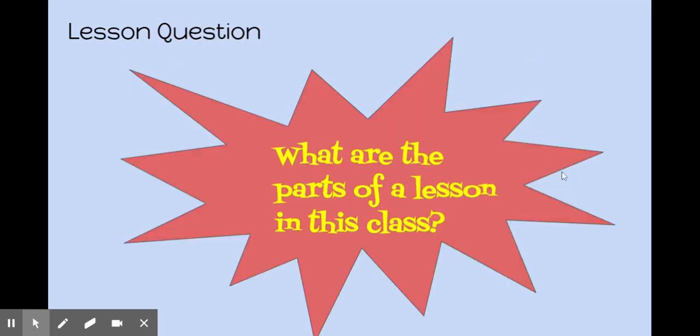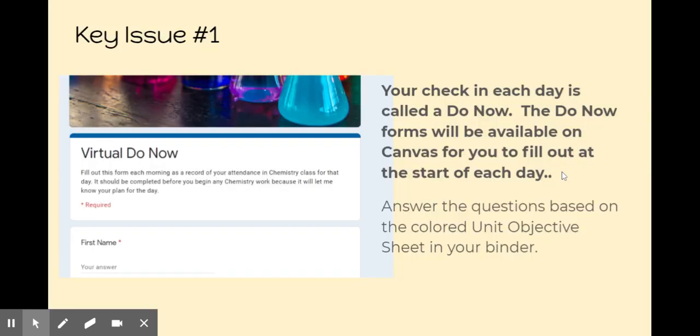So basically, the question for this lesson is, what are the parts of a lesson in chemistry class? Like, what are the 4 things that you're going to do through every lesson as we go through the semester? The first part is called a Do Now. It's basically a check-in. It will be used for your attendance.